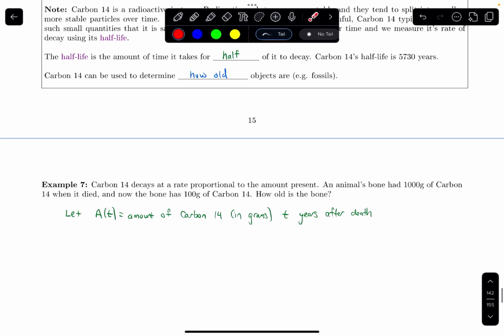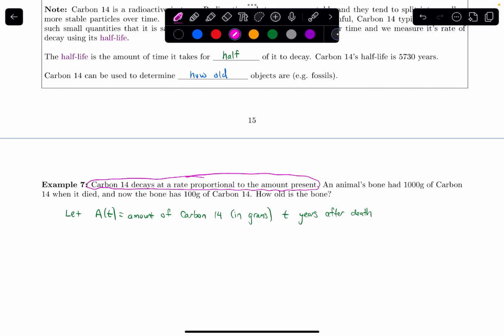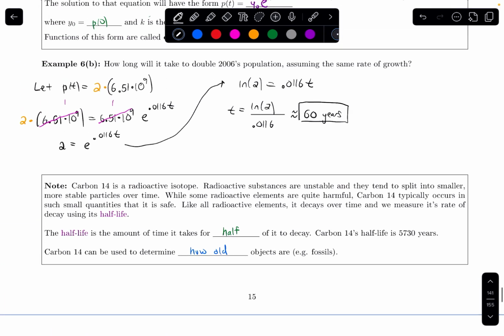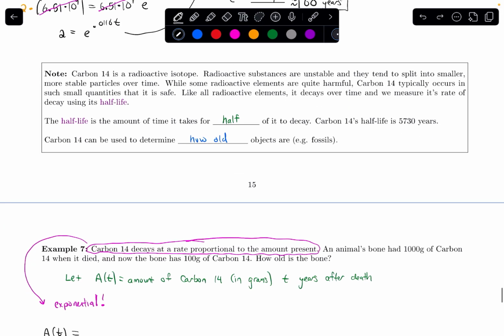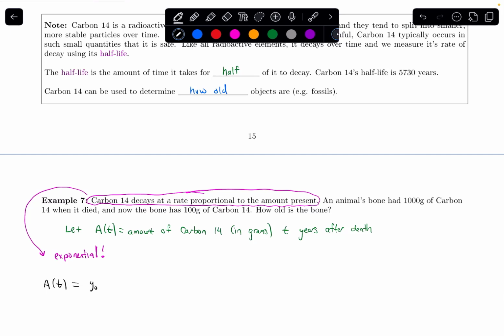So I'm going to use that fact to go straight to the equation without having to do the differential equation and antiderivative. So I can use this fact to say, oh, it's exponential! The previous page says, okay, my function for A of t should have this form, y naught times e to the kt. So that'll be y naught e to the kt.